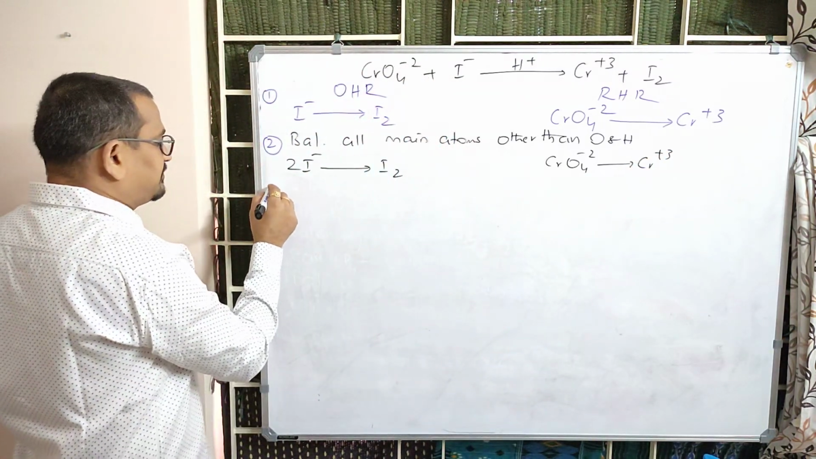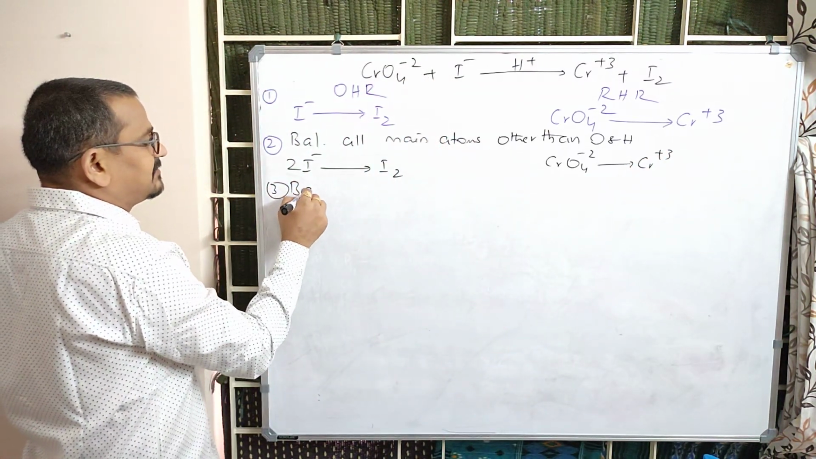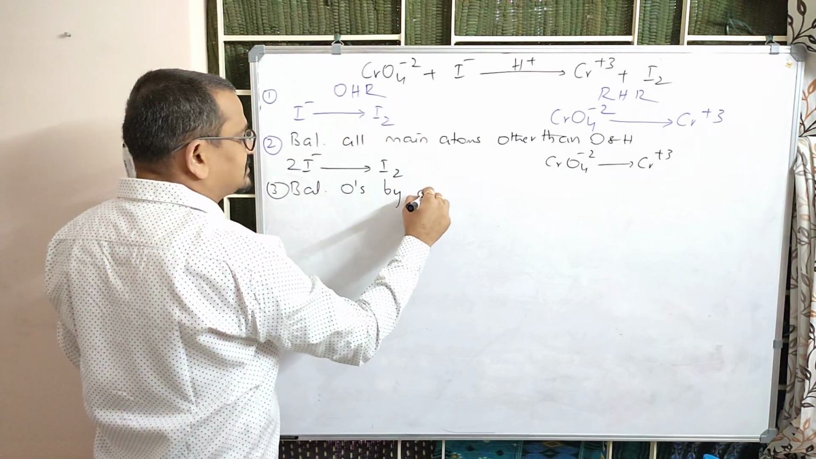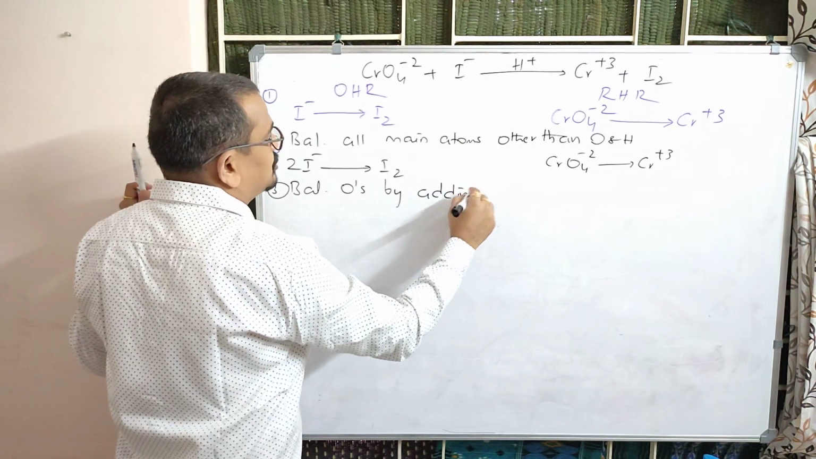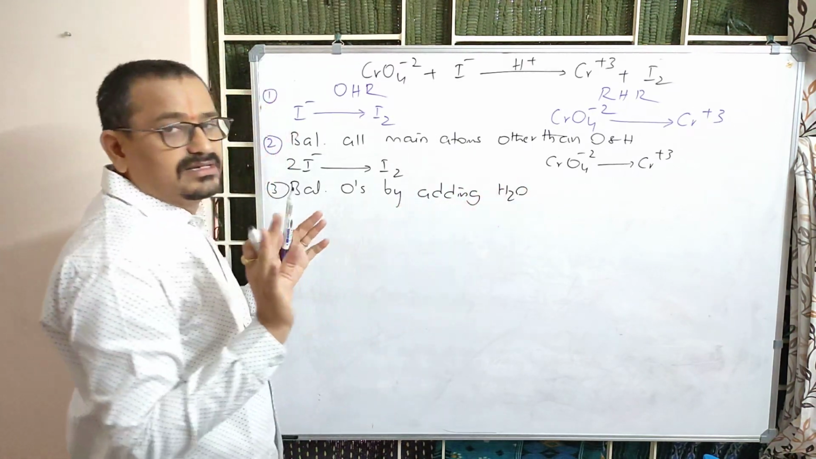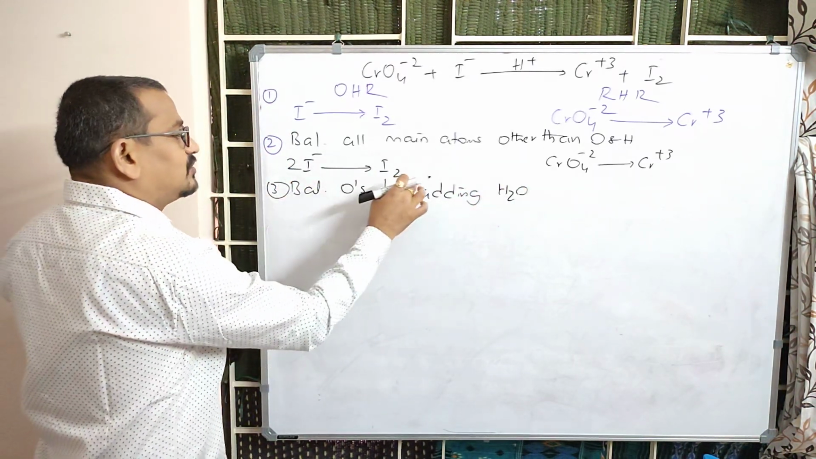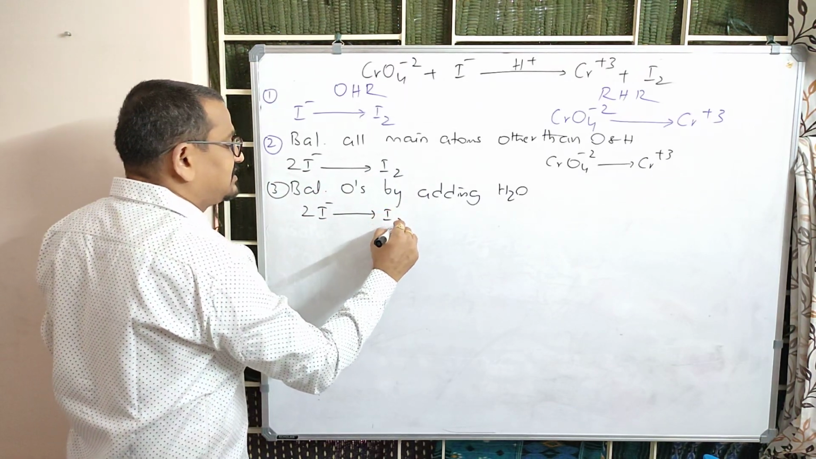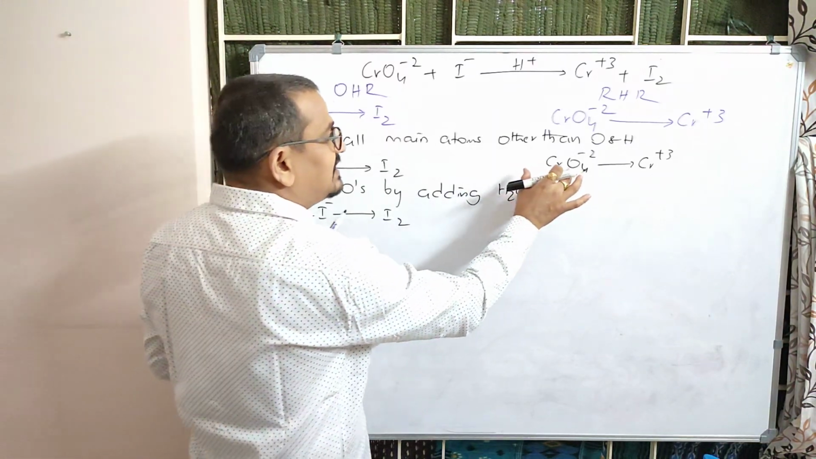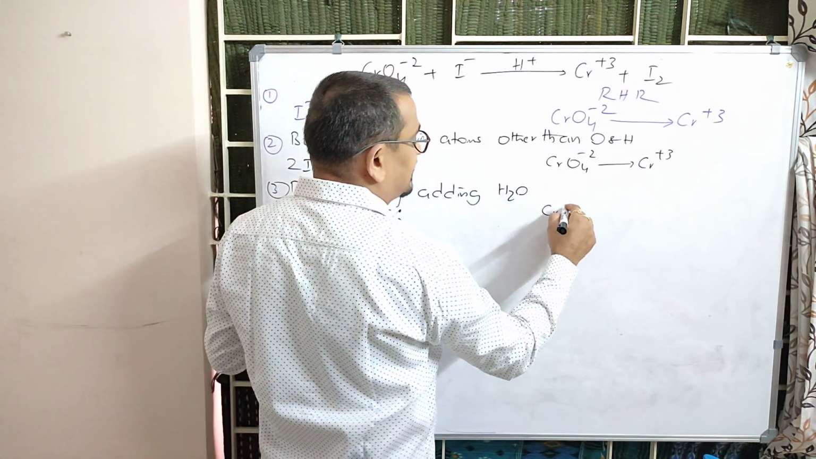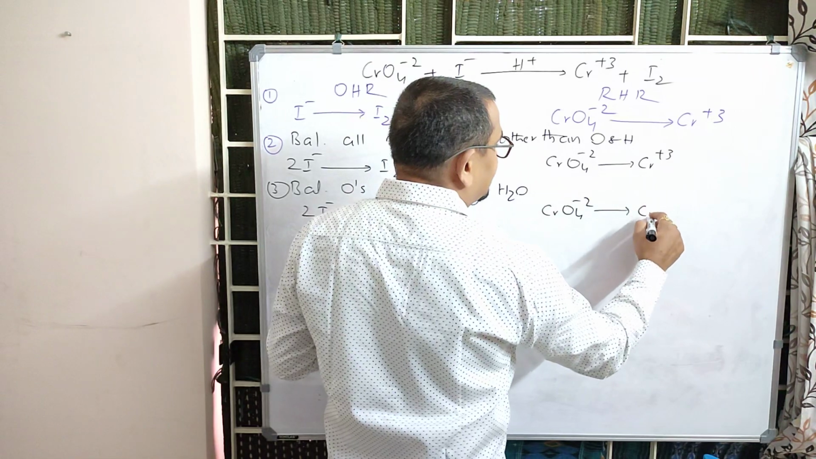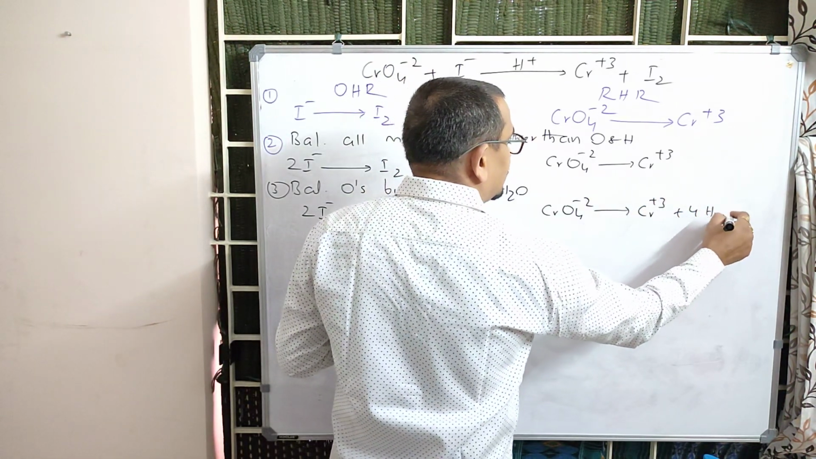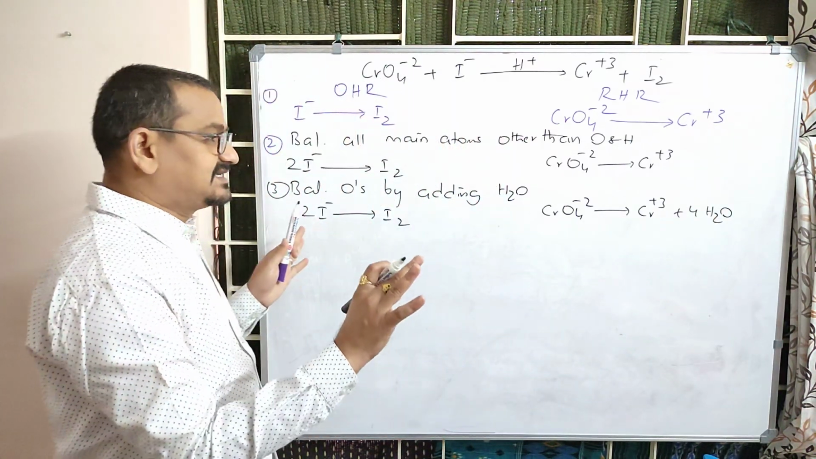Now what is next step? Step 3. Balance oxygens. It is an acidic medium, so to balance oxygens we have to add H2O. Balance oxygens by adding H2O. There are no oxygens left and right side here, so this one will be as it is. 2I minus gives rise to I2. Whereas here 4 oxygens are there on the left side and on the product side no oxygens. So to balance 4 oxygens add 4 H2O. Oxygens are equated.